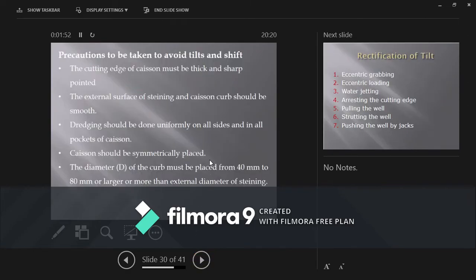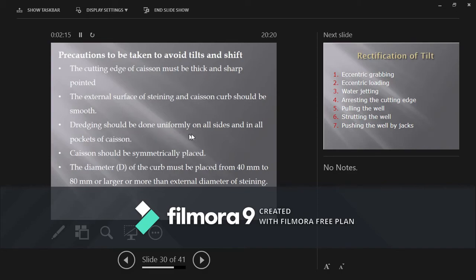Precautions to be taken to avoid the tilts and shifts. The cutting edge of the caisson must be thick and sharp pointed, so it must go smoothly into the ground. The external surface of the steining and caisson curb should be smooth. This will avoid additional excessive skin friction developed around the steining as well as the curb, so that the sinking process will go smoothly.